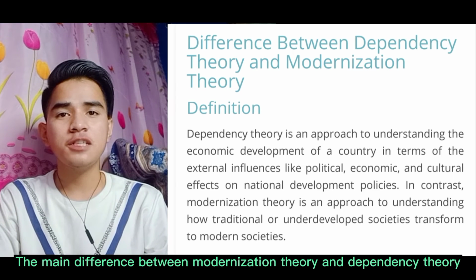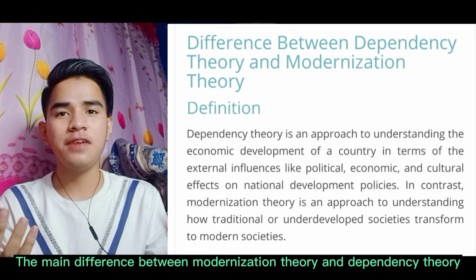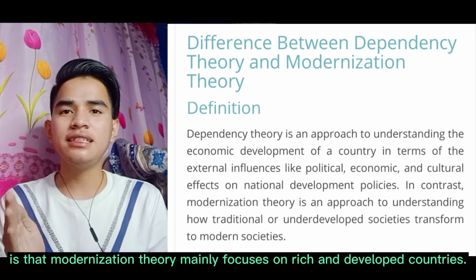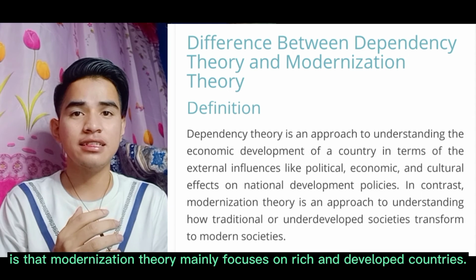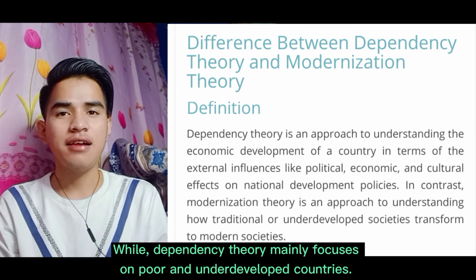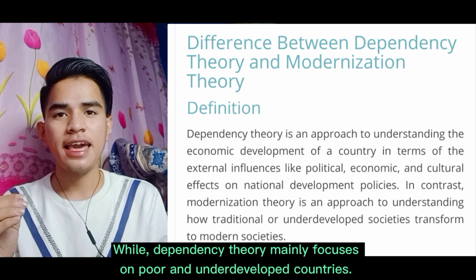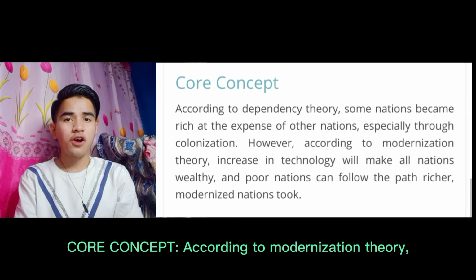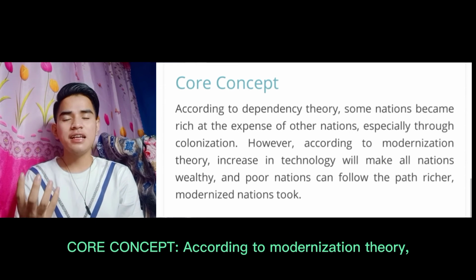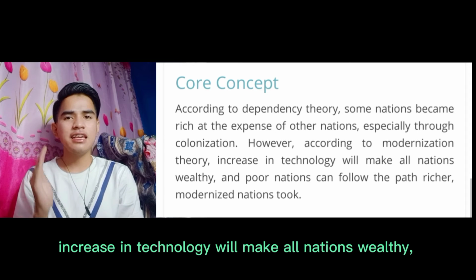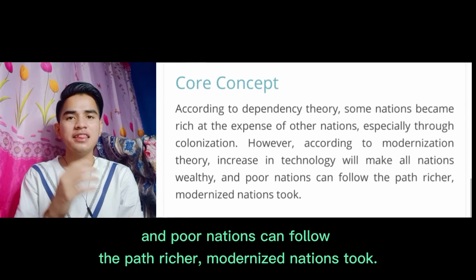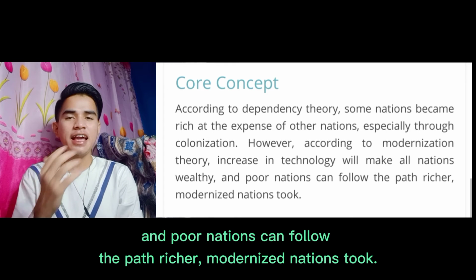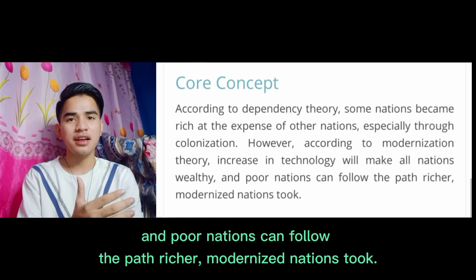Differences between modernization theory and dependency theory. The main difference is that modernization theory mainly focuses on rich and developed countries, while dependency theory mainly focuses on poor and underdeveloped countries. Core concept: according to modernization theory, an increase in technology will make all nations wealthy, and poor nations can follow the path that the richer and modernized nations took.